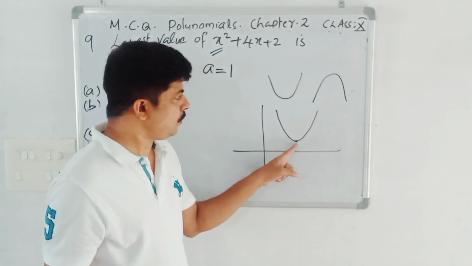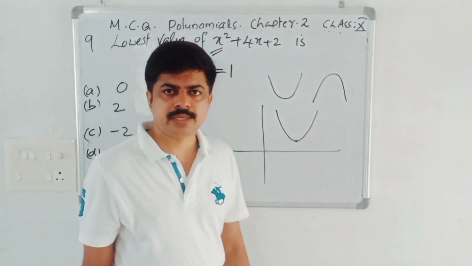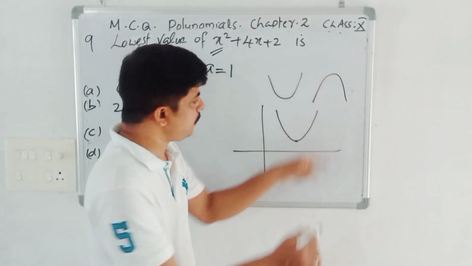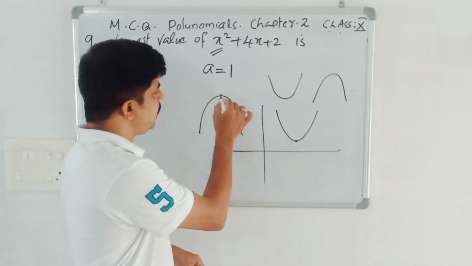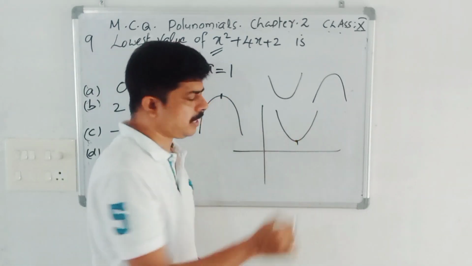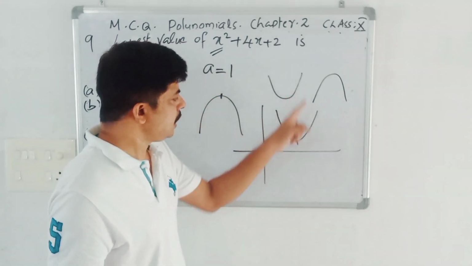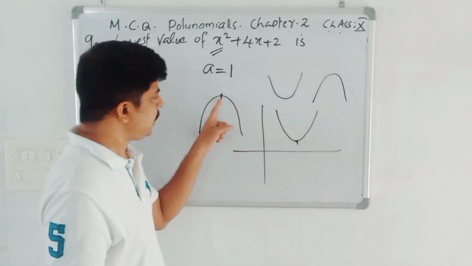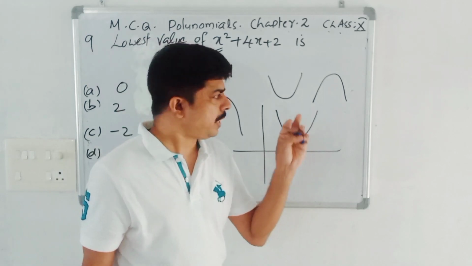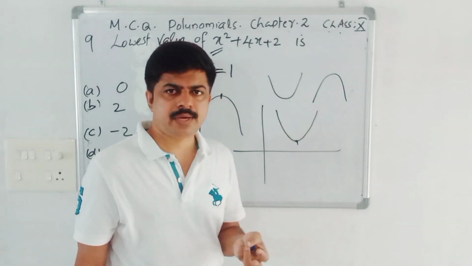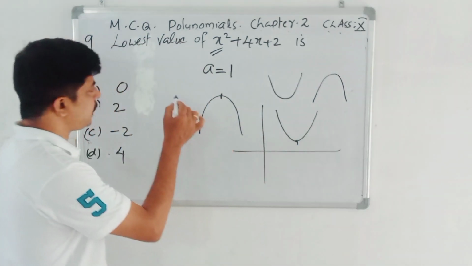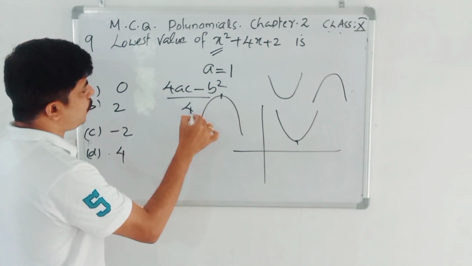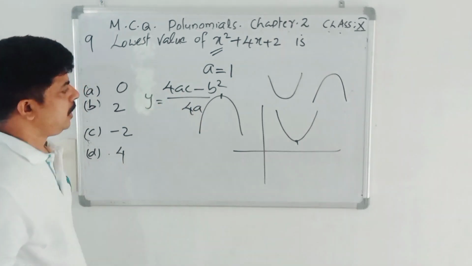To find the lowest value or greatest value, we have one formula. Sometimes the graph will be like that, and that time you will be getting the maximum value. Here you are getting the minimum value. If the parabola is downward, we will be getting the maximum value. To find either minimum or maximum value, we have the same formula: 4ac minus b square by 4a. Like that we can find the minimum value.